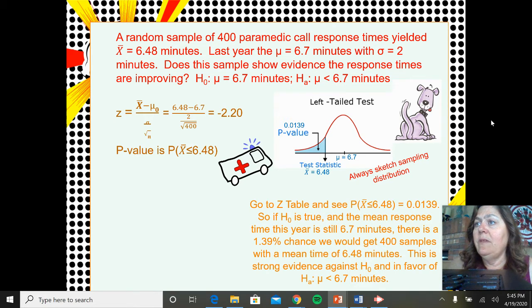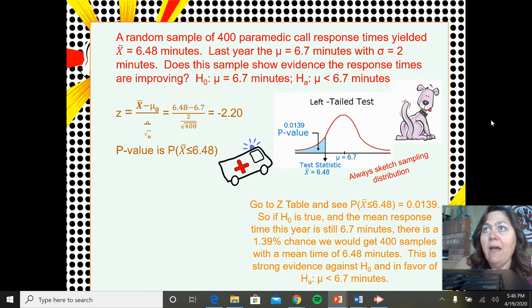We're going to go to the Z table and get that p-value. So what it's saying is, if that H0 was true, then the mean response time this year is still 6.7 minutes. Then there's a 1.39% chance we could get 400 samples with this mean time of 6.48 minutes. So that is so tiny that it gives us strong evidence against the H0 and in favor of the HA.